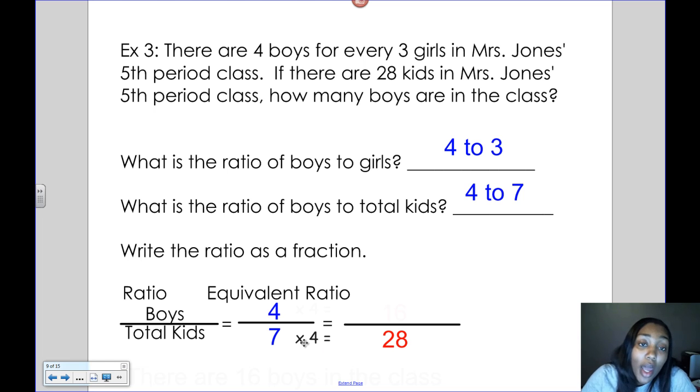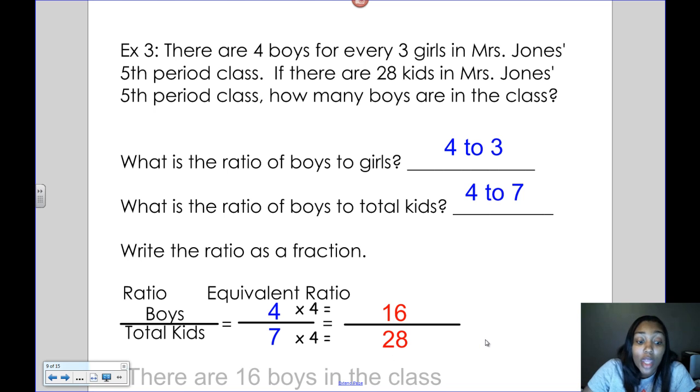Well, if we multiply one part of the ratio by 4, then we simply need to multiply the other part of the ratio by 4, and then that will tell us the number of boys in Mrs. Jones' class. So we're going to take the 7, which is the total number of kids in every grouping, and we're going to multiply that by 4 to get the 28 total kids, which basically means there are 4 groups. And then we're going to do the same to the top number, the number of boys. We're going to multiply that also by 4, which means in her class there are 16 boys in Mrs. Jones' class.